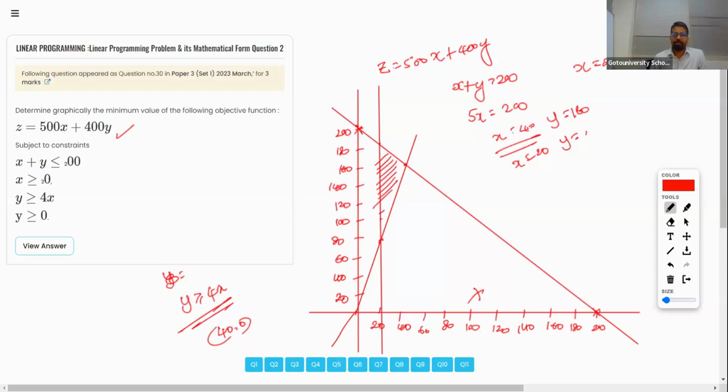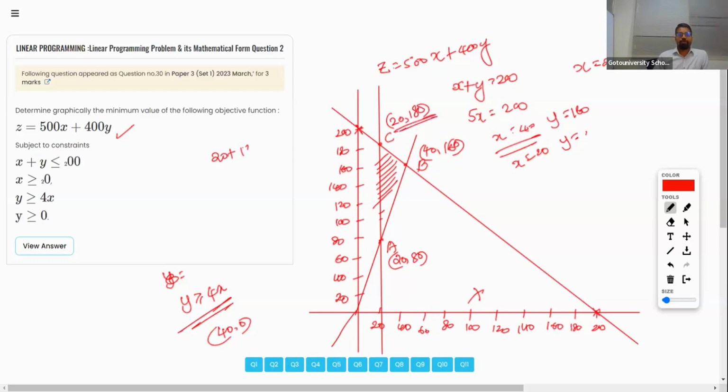Okay, so our corner points are quickly written A, B, C. Our corner points are going to be (20, 80), (40, 160), and on this line what we have is (20, 180). Yes, these are the values.